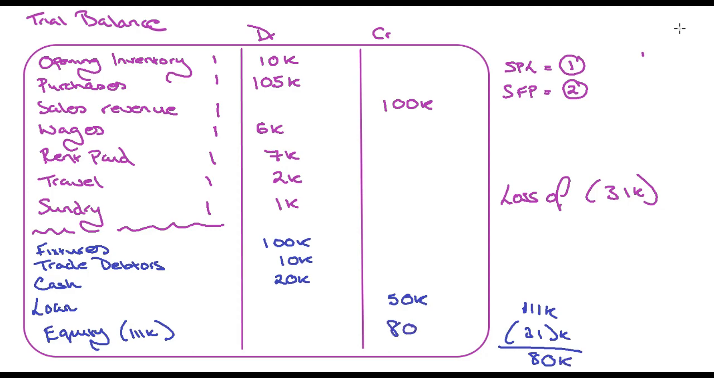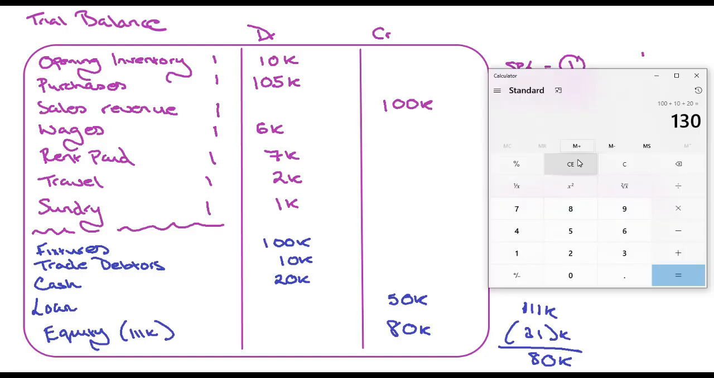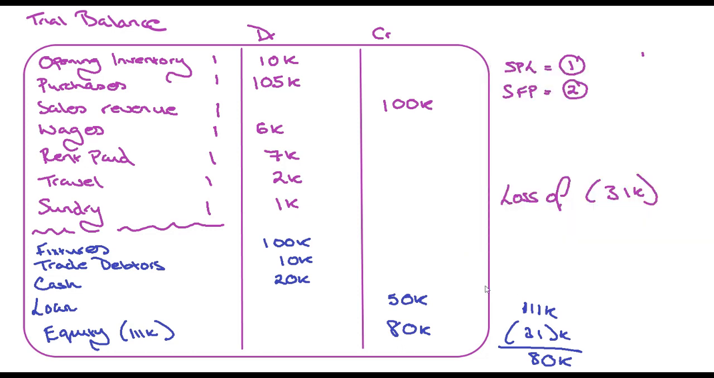If I put 80k here, what we'll see is that this 100k, the 10k and the 20k nets off with the 50k and the 80k in the statement of financial position. So all of this here nets off, and this loss is transferred into equity on the statement of financial position.